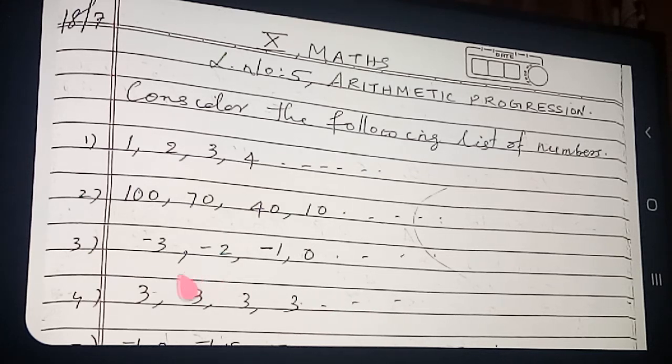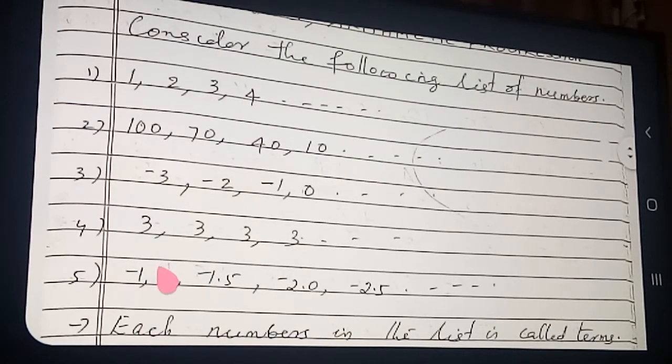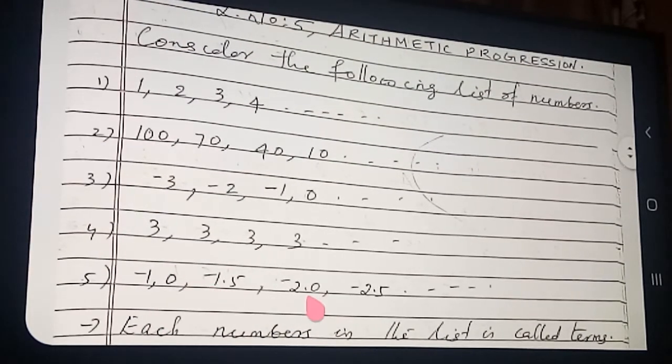And the next sequence is the next one: minus 1.0, minus 1.5, minus 2.0, minus 2.5. The same number is added or subtracted in all the sequences. These two sequences I already explained. Here, what was done? Minus 3 plus 1, how much? Minus 2. Minus 2 plus 1, what do we get? Minus 1. Minus 1 plus 1, what do you get? 0. Okay.